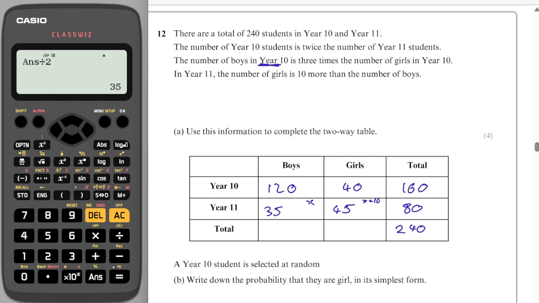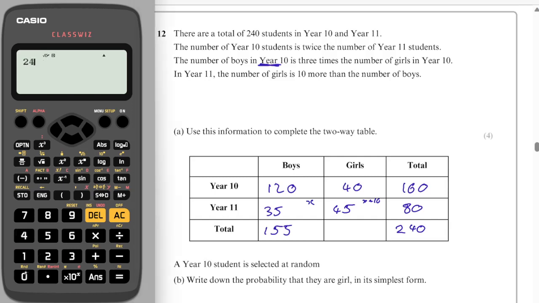And then our totals, so we should have 155 here, and then we can do this 2 ways. So we could say that those two add up to 85, and we can also say that 240 minus 155 is also 85.